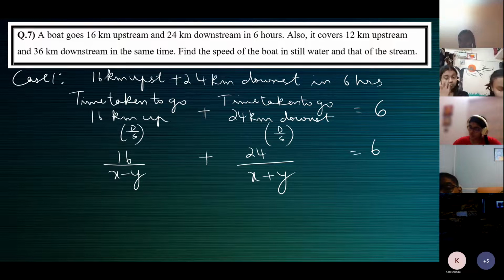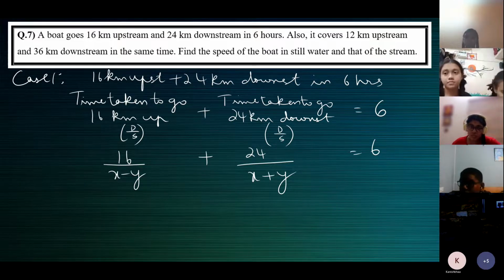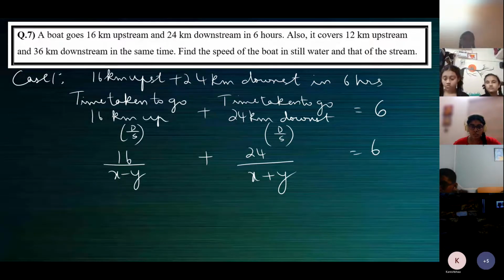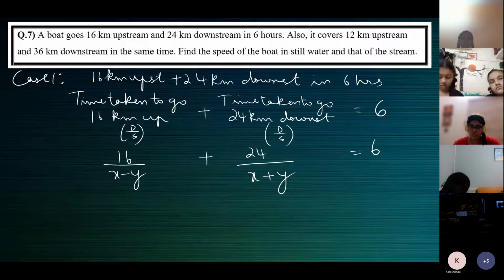Is it understood, children? Yes, ma'am. Time is distance by speed. Distance is 16 kilometers, and you should write the speed upstream because 16 kilometers is upstream: x minus y. 24 kilometers is downstream. Distance by speed, 24 by x plus y.